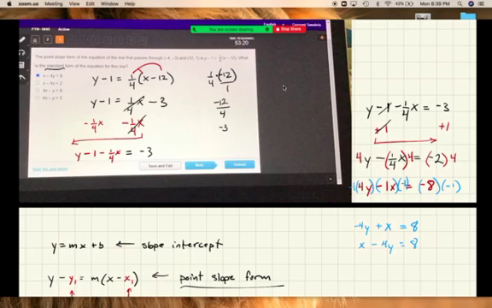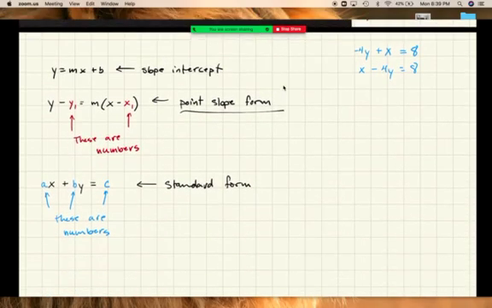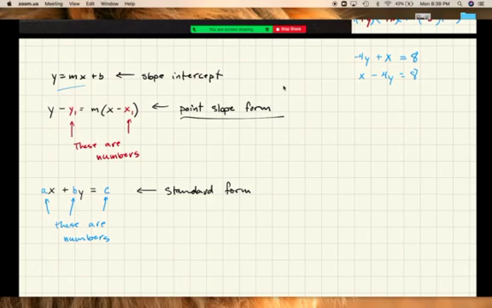The main thing is these three things. Slope-intercept form, which is the simplest, easiest form. Point-slope form. I think that one probably will come up a lot. And then standard form that rarely comes up. That's what this problem was.